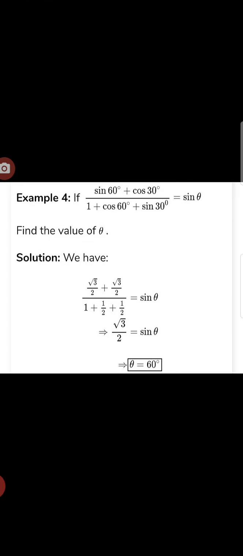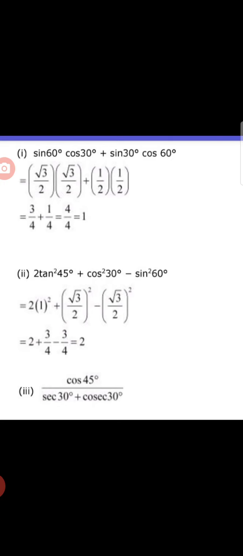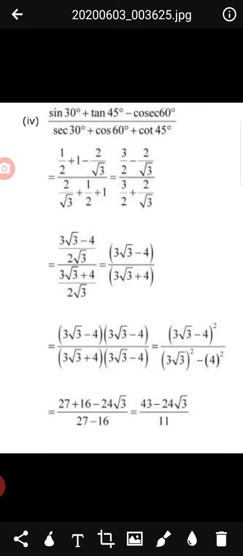Okay. Now see the next example. Only simplify: sin 60 cos 30 plus sin 30 cos 60. Put the values and do the calculation. Next example: 2 tan square 45 plus cos square 30 minus sin square 60. Put the values from the table and try to solve. The third one is for homework.